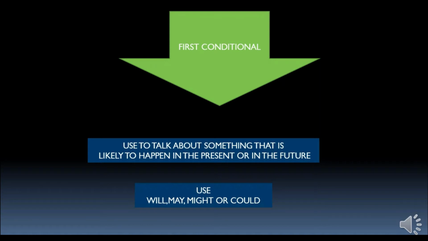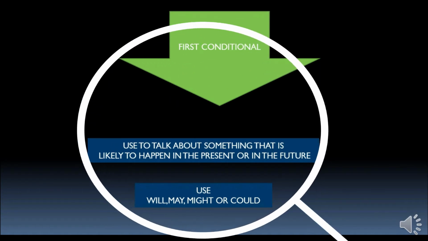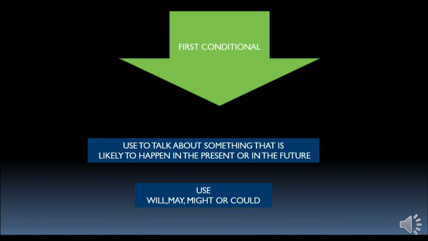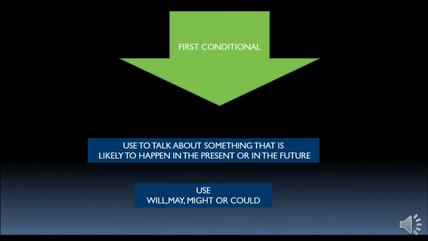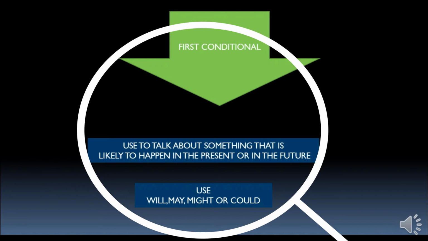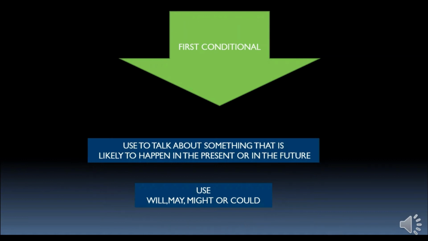First conditional. We are talking about the future. We are thinking about a particular condition or situation in the future, and the result of this condition. There is a real possibility that this condition will happen. The first conditional is used to talk about something that is likely to happen in the present or in the future. We can use will, may, might, or could.